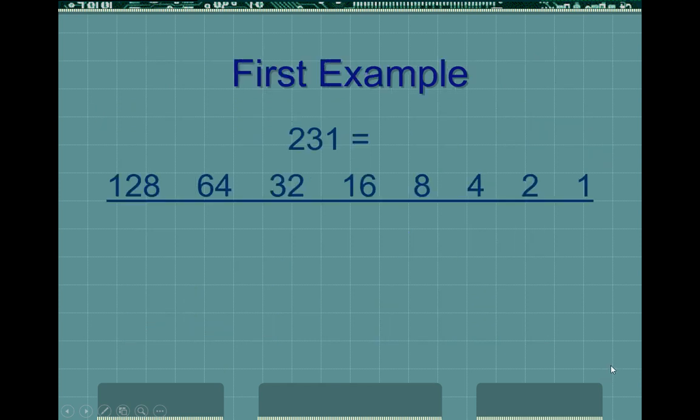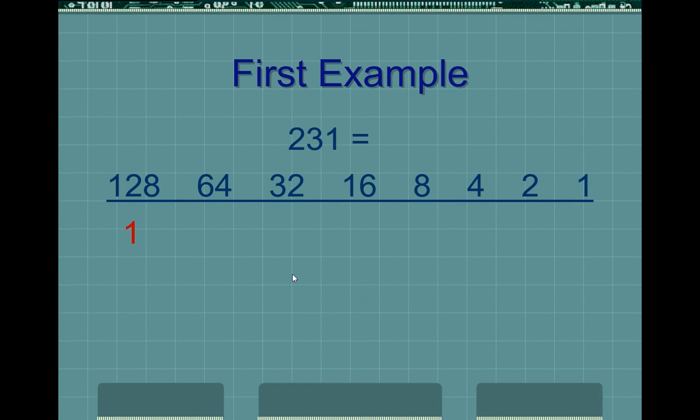So our first example of how to convert the decimal number, a regular base 10 number of 231, into a binary number, you can use this place value chart. And you ask yourself, from 231, can we subtract 128 from it? Yes, we can. So we say yes. And we're going to grab our calculators, and we're going to say 231 minus 128. That leaves me with 103 on my calculator.